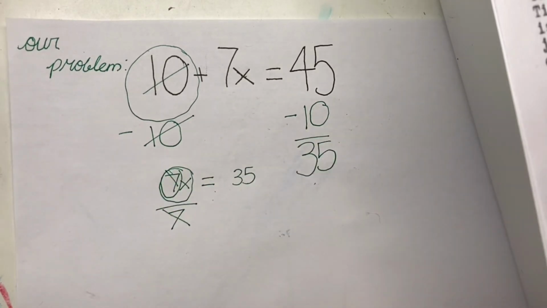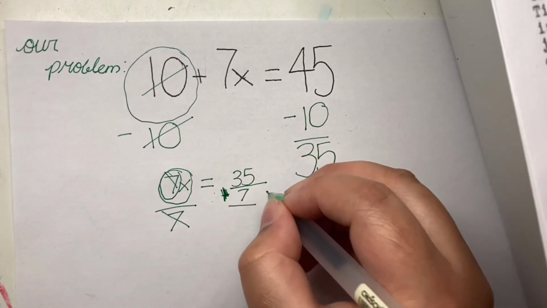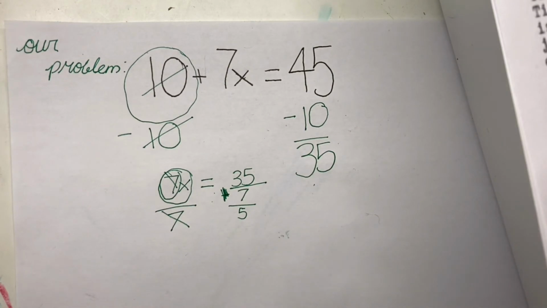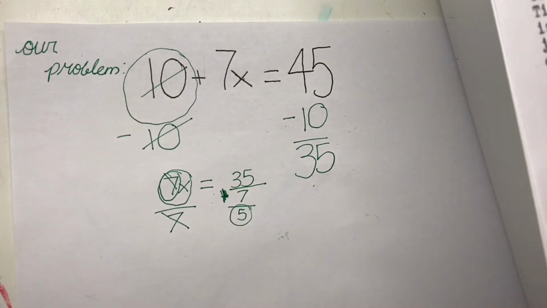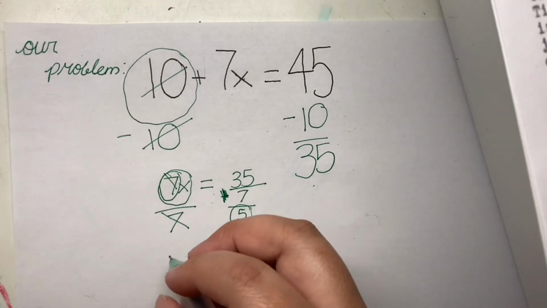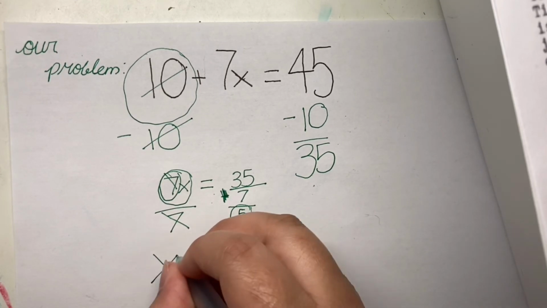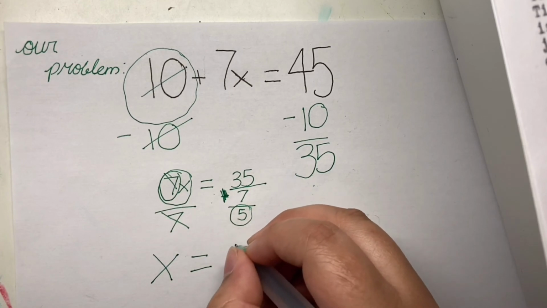And that cancels both the 7's out, leaving only the x. Now remember, whatever you do to one side, you must do to the other. So we're going to divide 35 by 7. This leaves us with 5. This leaves us with our answer, which is x equals 5.